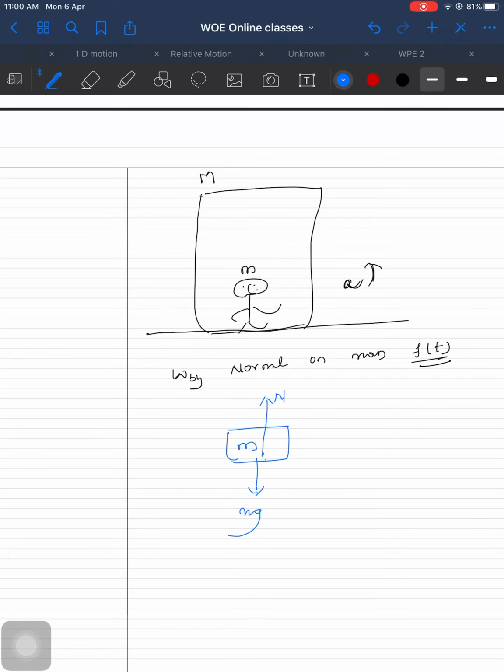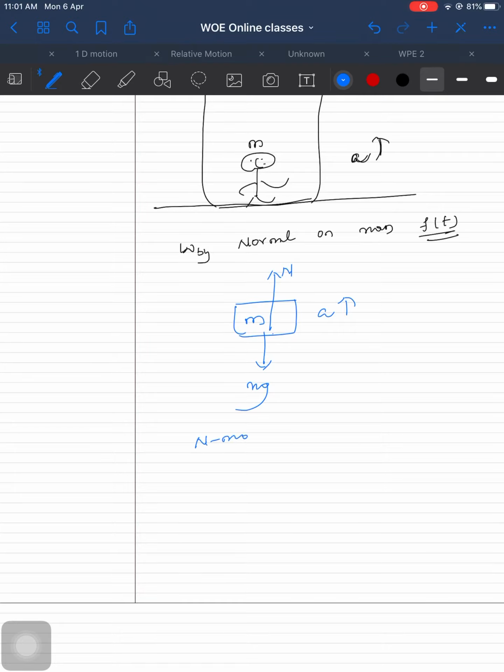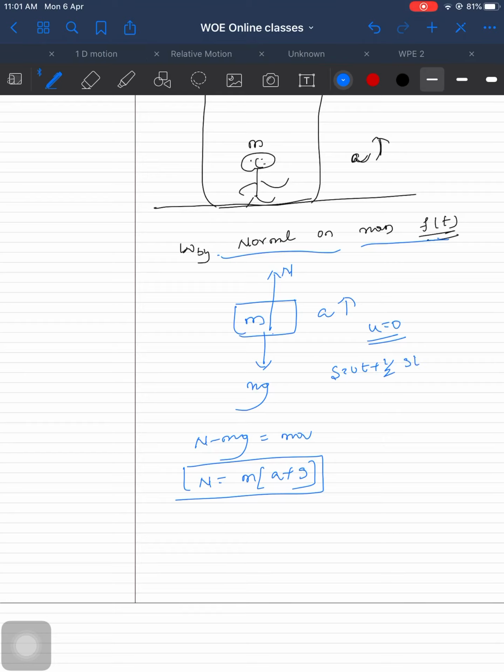What is the other force? Normal force is acting in the upward direction, the man is accelerating in the upward direction. Okay, now N minus mg is equal to ma. The normal force is equal to m multiplied with (a plus g). This is the normal. Now what is the question? Work done by normal as a function of t. Now this started with uniform initial velocity 0, and s is equal to ut plus half gt square.